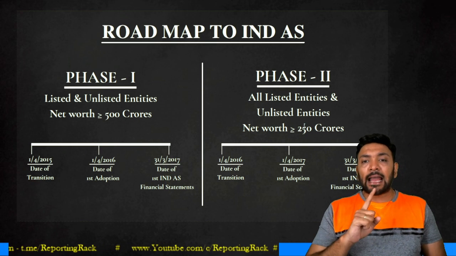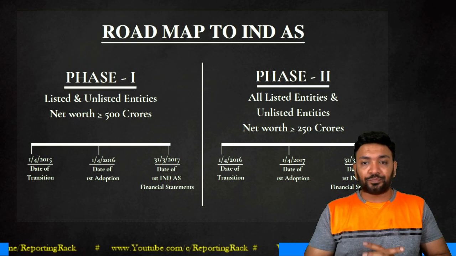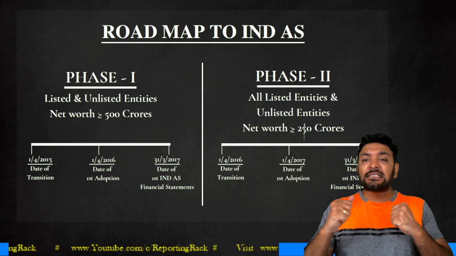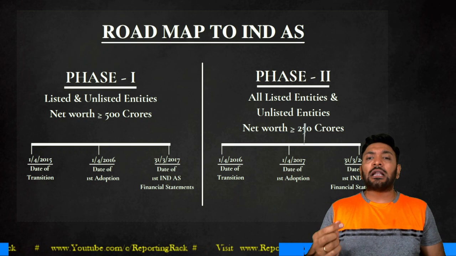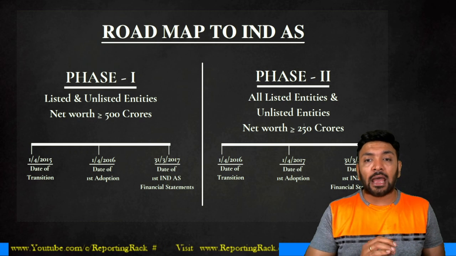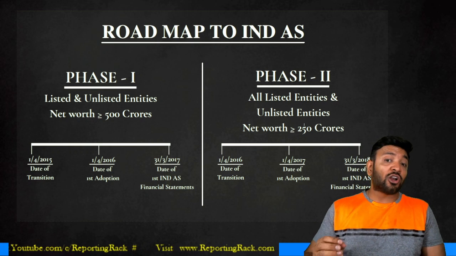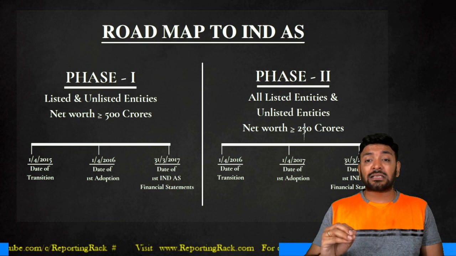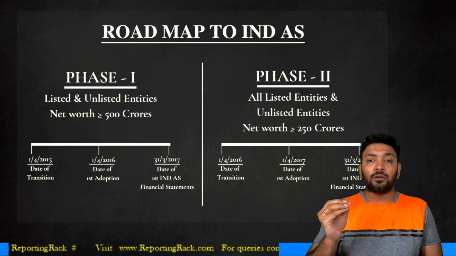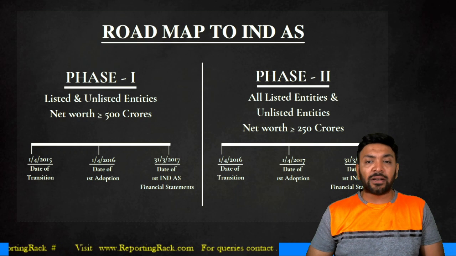They gave a 1 year gap and they came back to phase two. Under phase two, they said, I will increase the ambit now. Because under phase one, not even 0.01% of the total companies have come into the ambit of IND AS. Because you're not just talking about listed or unlisted enterprises, you put a restriction of at least 500 crores of net worth. You're not even at 0.1% of companies.